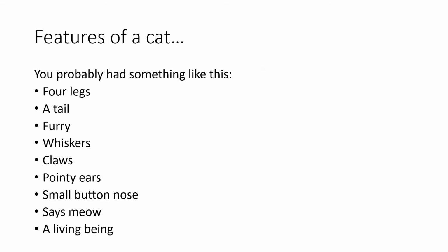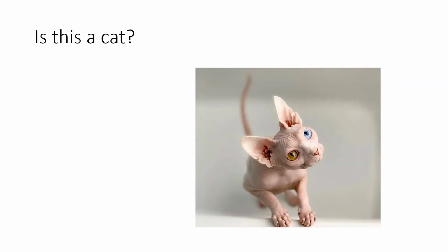You probably would have come up with something along these lines. It's got 4 legs, a tail, it's furry with whiskers, claws and pointy ears and a button nose, it goes meow and it's a living creature, or something along those lines. So this would be my schema for a cat. However, I've said that it's furry, but is this still a cat?